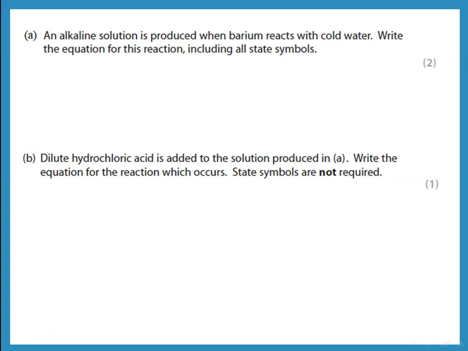An alkaline solution is produced when barium reacts with cold water. Now, you should realize that barium reacts with cold water. Any active metal that reacts with cold water gives the hydroxide plus hydrogen. That's something we studied and we're going to repeat it again. But any reactive metal with cold water will give the hydroxide plus hydrogen. We need to balance, so we put a 2 here so that we have 4 hydrogens before and after the arrow and 2 oxygens. So that is balanced.